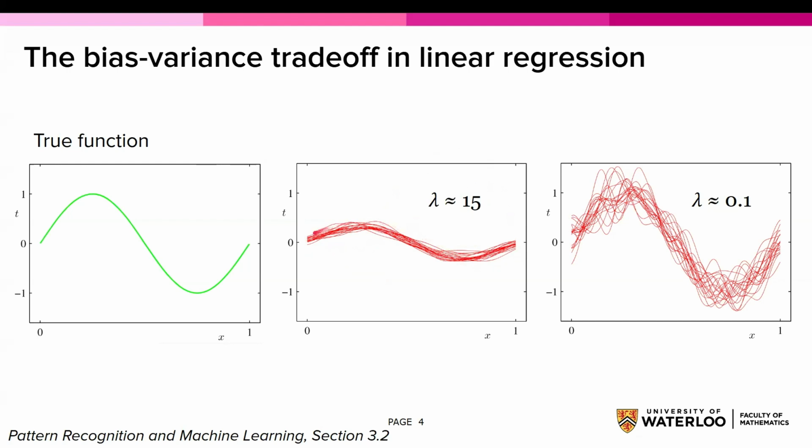Each red line here indicates one fit to the data generated by corrupted samples from this sign function. And then on the other hand, if they set lambda to be small, this allowed models to pick up on patterns that weren't actually there, weren't actually essential to this true underlying function, or didn't correspond to actual features of the true underlying function.